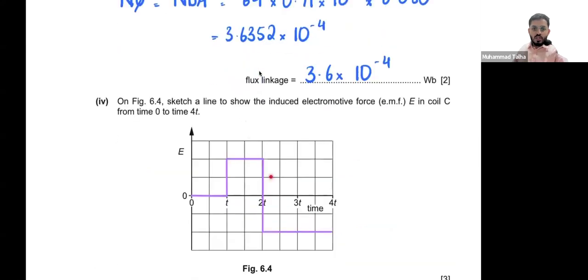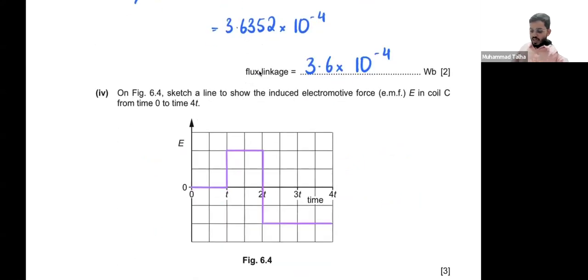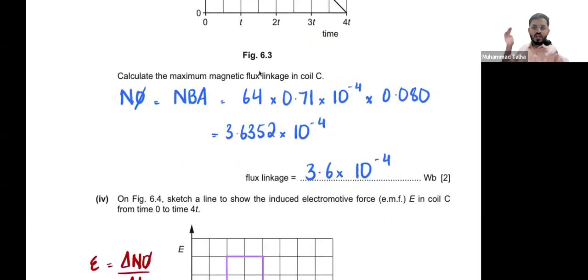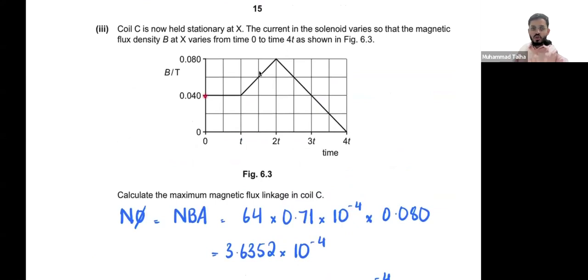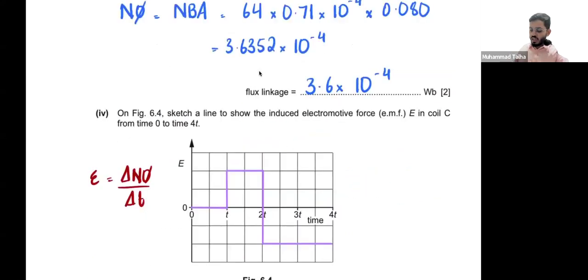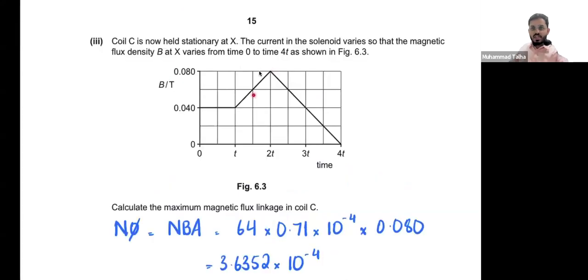On 6.4, sketch a line to show the induced EMF in coil C from time t equals 0 to 4t. So in doing so, we use this idea that the induced EMF is the rate of change of magnetic flux linkage, right? So we're really taking the gradient of the magnetic flux linkage graph. Here there is no change, so there would be no induced EMF. Here the flux increases, right? It's increasing at a constant rate. So my value is going to be a constant.